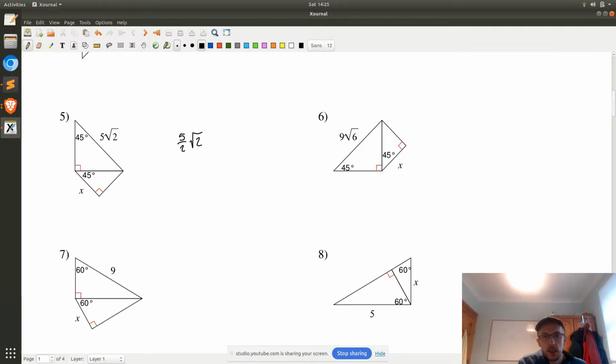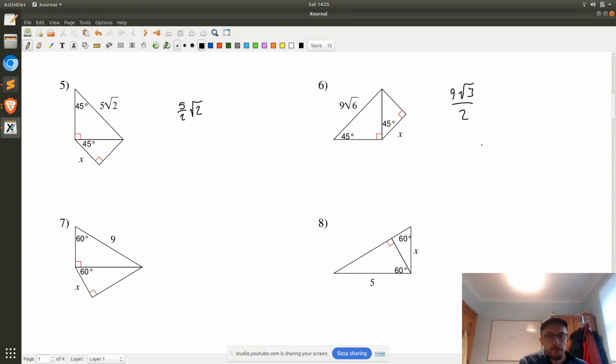And here, 9 root 6, divide that by root 2 to get the legs here. So 9 root 3, 9 root 3. So 9 root 3, and then divide that by root 2. So 9 root 3 over 2. Beg your pardon. That's not right. Just a second.